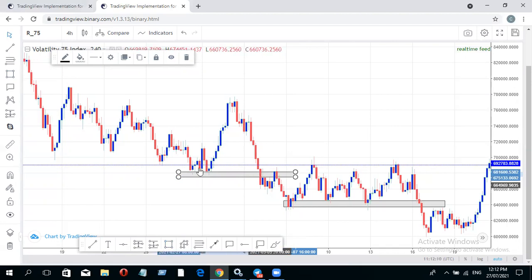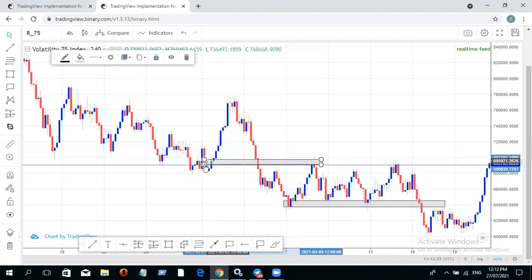So this is an example of a breaker block. Why? This is the last bearish candle, it took out this last lower high, and then still went downwards. If you highlight that candle, it highlights the whole candle into the future, from here to here. And as you can see, price came into the candle and then continued going down to the next point of interest. So you can always find these on your chart, and they are very profitable patterns to trade.